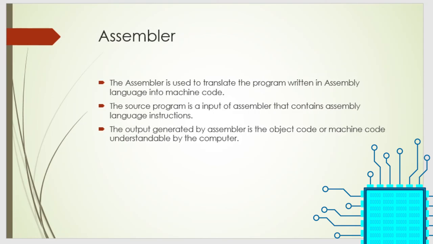The next language processor is the assembler. The assembler is used to translate the program written in assembly language into machine code. The source program, which contains assembly language instructions, is the input of the assembler. The output generated by the assembler is the object code or machine code understandable by the computer.